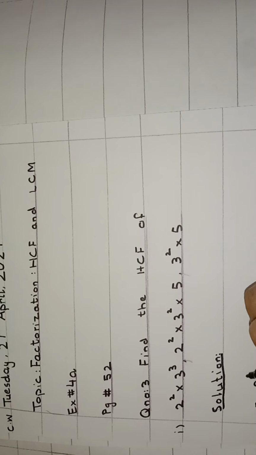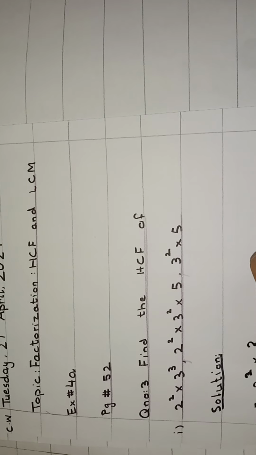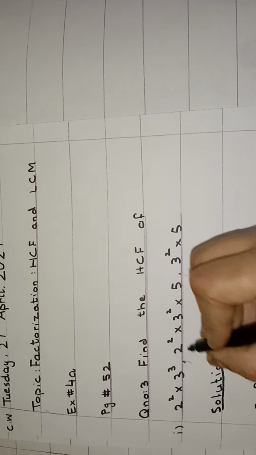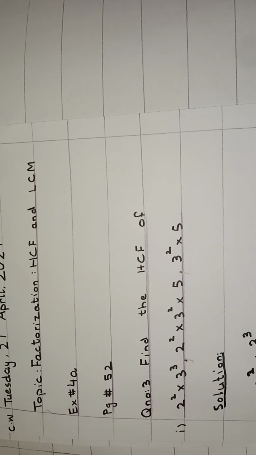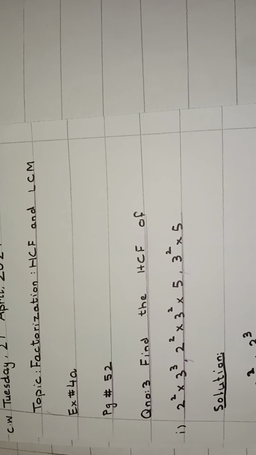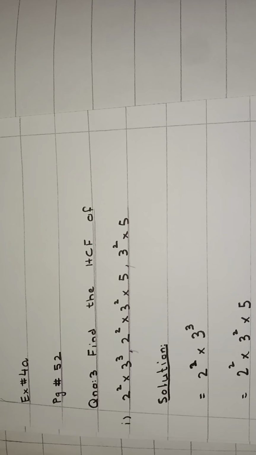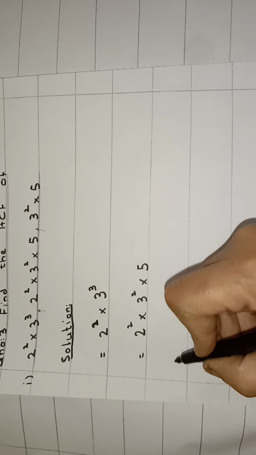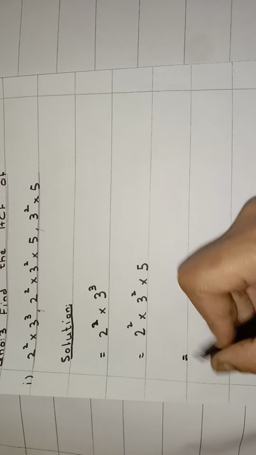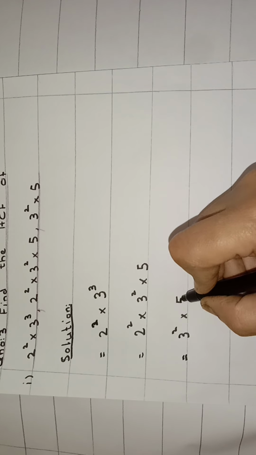First of all we will write them vertically. 2 power 3, 2 power 2, 3 power 3. Second term is 2 power 2 multiply by 3 power 2 multiply by 5. Third term is 3 power 2 multiply by 5. These commas show the different terms.